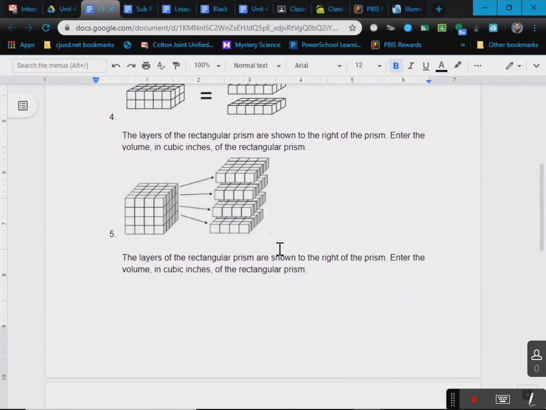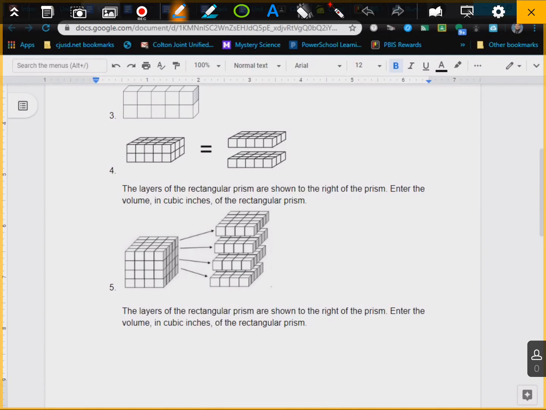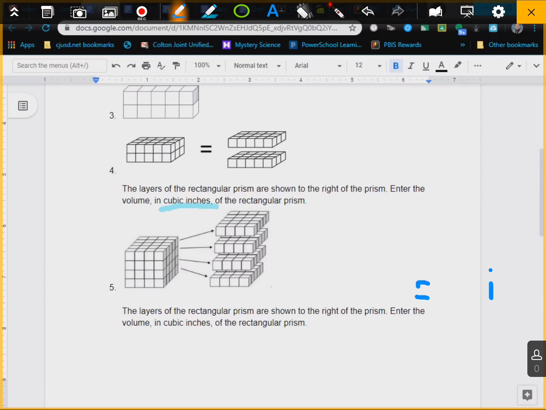Number 4 says, the layers of the rectangular prism are shown to the right of the prism. Enter the volume in cubic inches of the rectangular prism. So it says to enter the volume in cubic inches. I'm going to highlight that because it's very important. I know that my answer needs to be in inches cubed. Okay, so whatever my answer is.